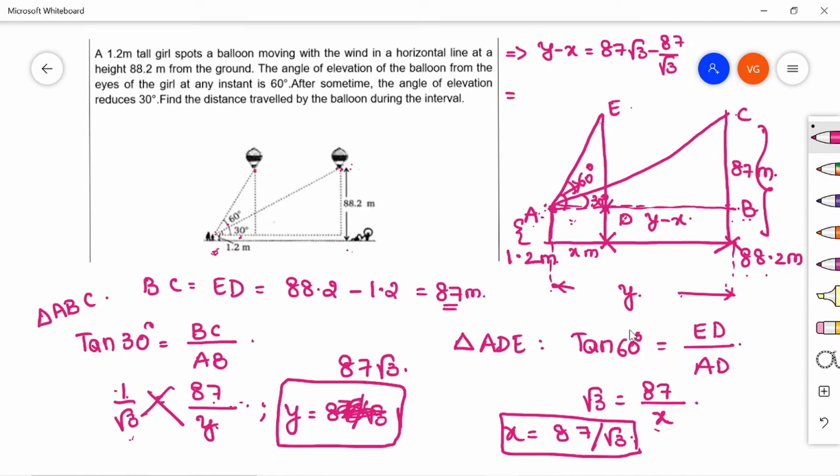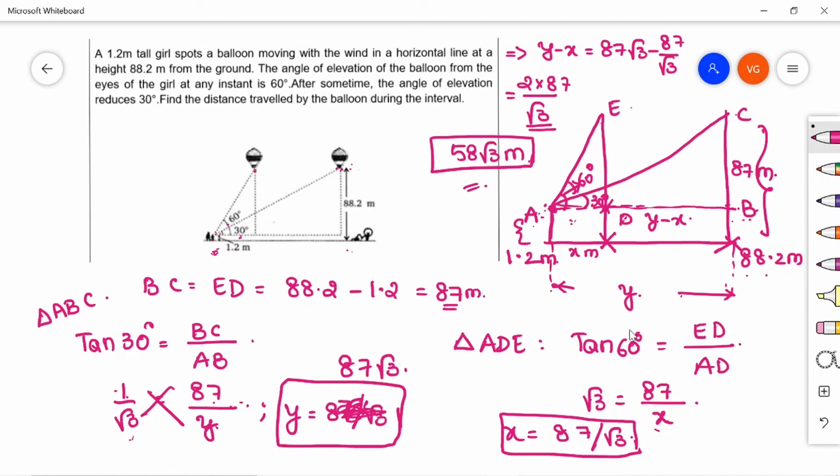Take the LCM here. Taking root 3 common, we get 87 into 3 minus 87, so 3 into 87 minus 87, that is nothing but 2 into 87. If you solve this, you will get that the distance traveled is 58 root 3 meters. So try to simplify; you will get this.